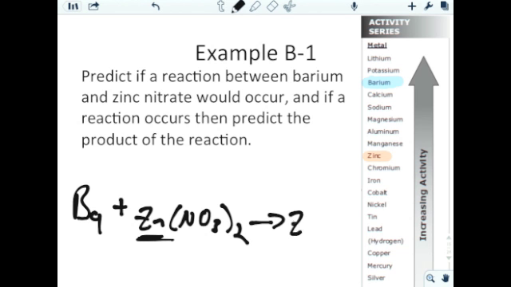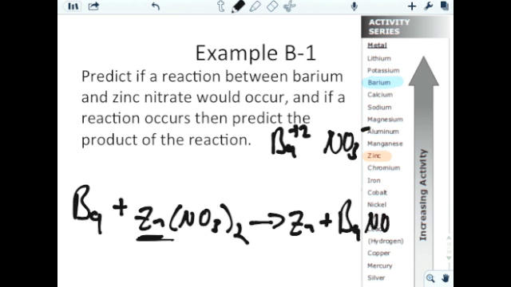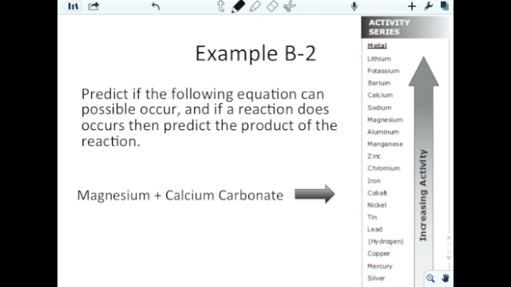So zinc is now by itself, and barium is now bonded to nitrate. We have barium, which has a +2 charge, nitrate, NO3, -1, crisscross, and we get Ba(NO3)2. That reaction actually happened. Let's look at the next one.